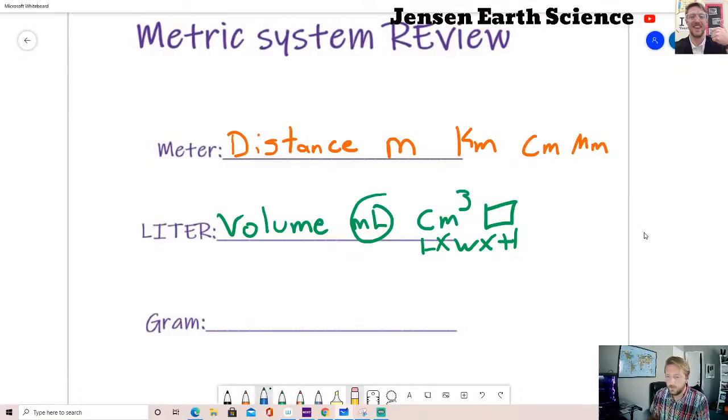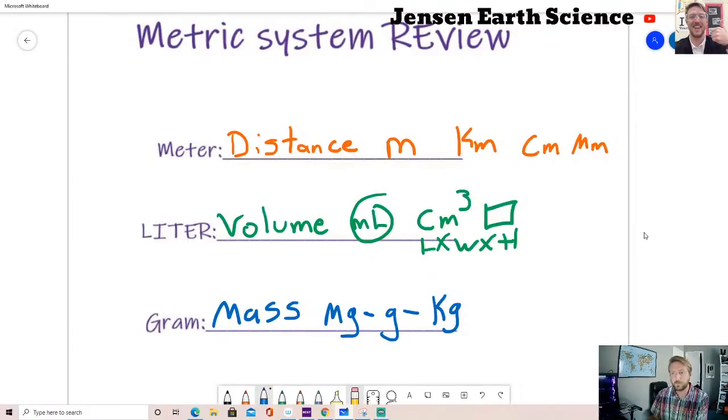Finally, we have grams. Grams is going to calculate mass. This is the amount of matter an object has. We'll most likely be using milligrams, grams, and probably kilograms if something's real heavy. In order to find mass, you'll be using an electronic balance or a scale, and maybe we'll even use a regular old school balance in class one day.